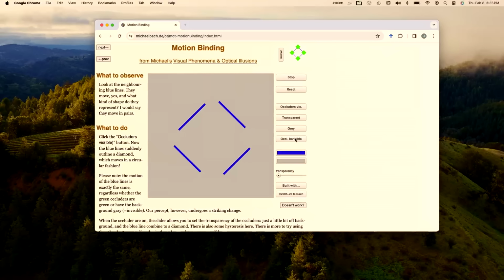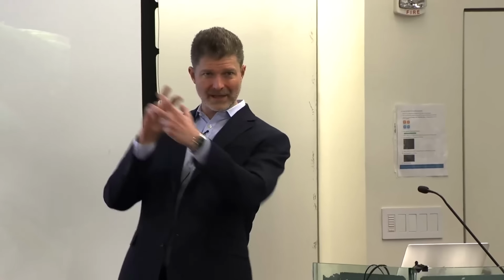Are people seeing that, more or less? Yeah, okay. And so if I get rid of them, you're going to go back to seeing these line segments, okay? So again, it's another example of an ill-posed problem, because it's the same image motion, and it can be explained in two different ways, right? It can be explained by these two pairs of line segments that are moving separately, or by a single shape that's moving around in a circle, okay?